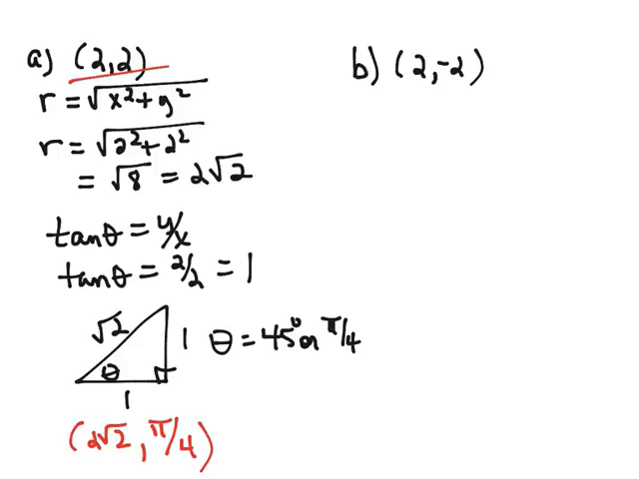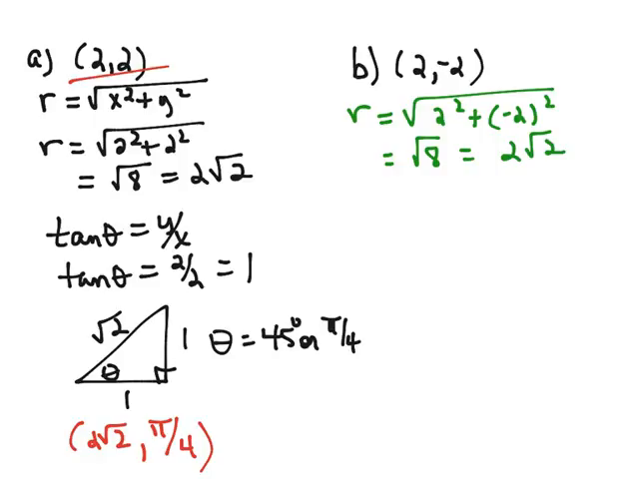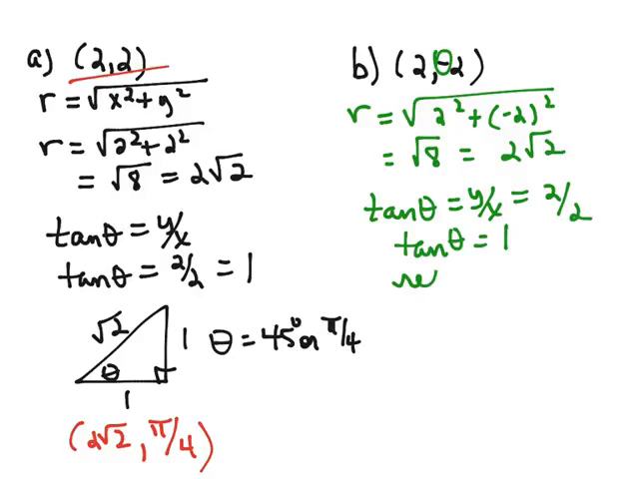Now we want to take (2, negative 2), and so we're going to do a similar process. Notice that we're going to get the exact same thing for r, because r will be the square root of 2 squared plus negative 2 squared, which is still the square root of 8, which is 2 square roots of 2. And when we find the tangent of theta, it's still going to be y over x. And I'm going to ignore the negative for a moment just to find my reference angle. And so the tangent of theta will equal 1, which means that I will have a reference angle that is equal to 45 degrees, or pi over 4, just like we did on part A.